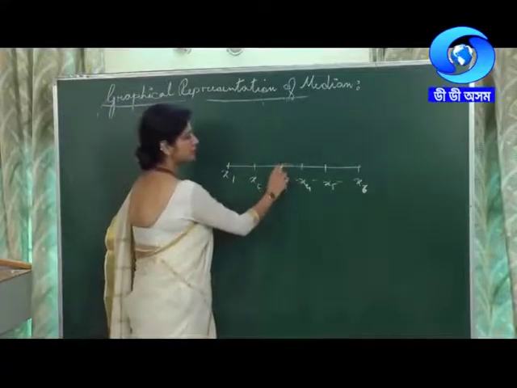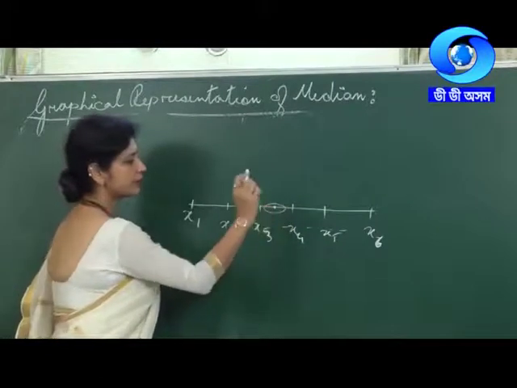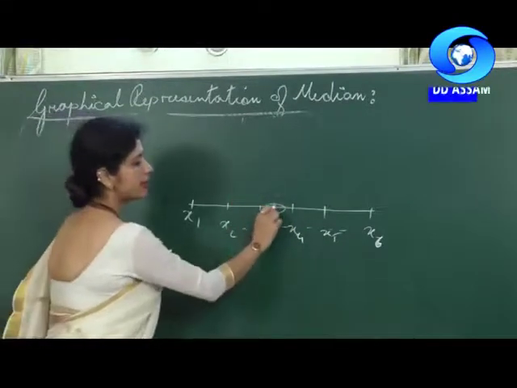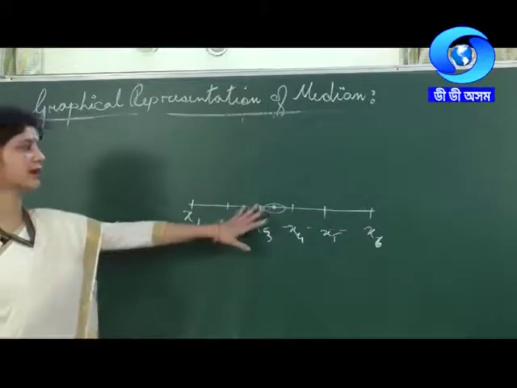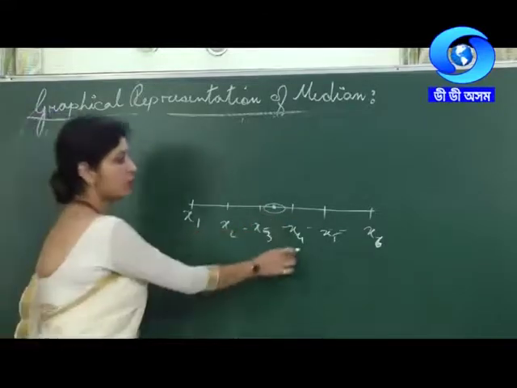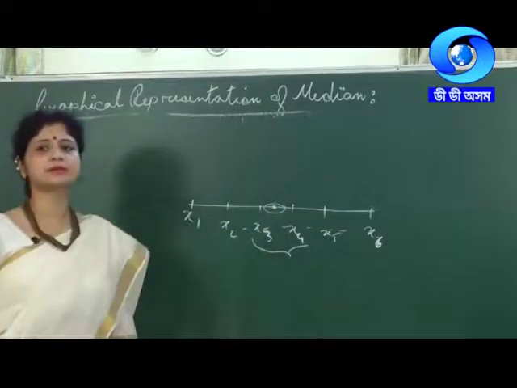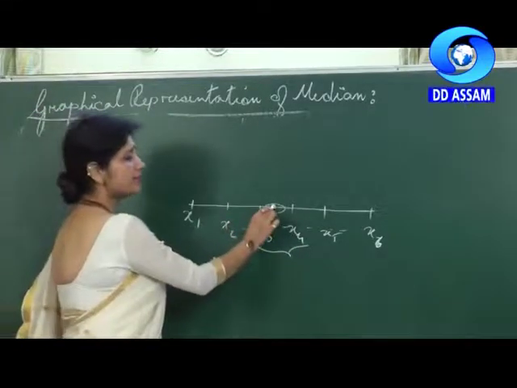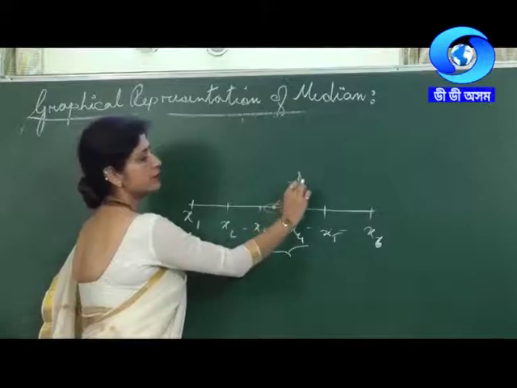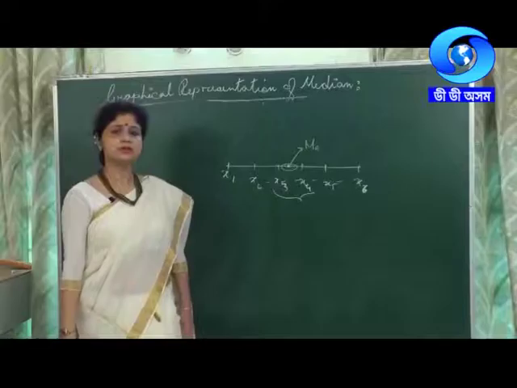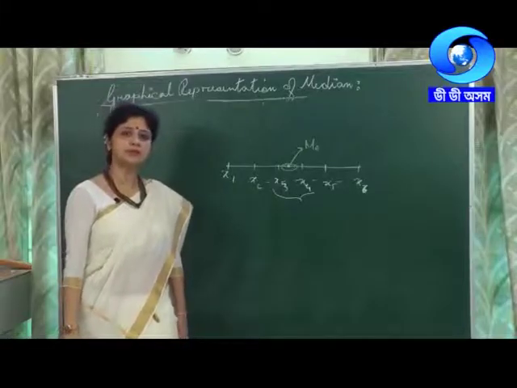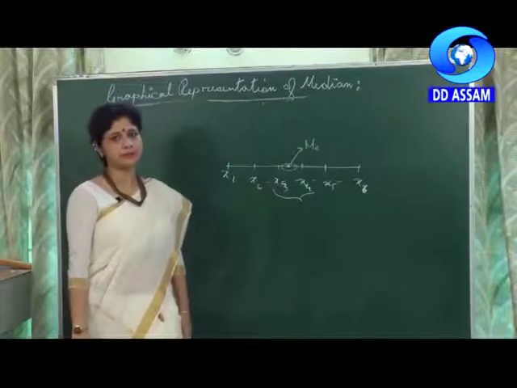So what happens? The position is somewhere here, but this particular value is nowhere given in the series. We have to calculate the arithmetic mean of the 2 values lying in the middle, and we will get a value over here which will be the median, which actually does not lie in the series. So this is considered to be a demerit of median.